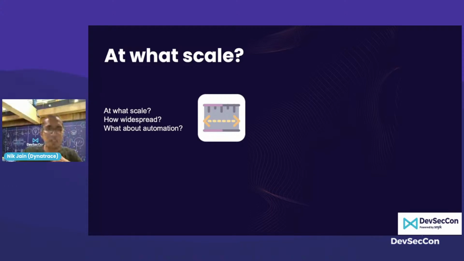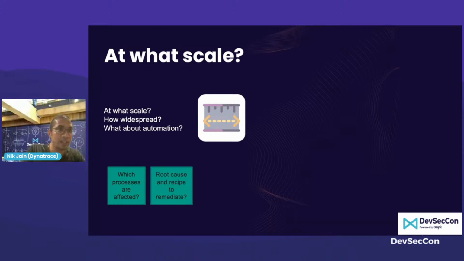Thanks, Steve. So now, to answer that scale question or challenge, you ought to be able to answer these micro questions. When your tooling is telling you that you have vulnerabilities in your production and pre-production environment, it should be able to tell you exactly which processes are affected that support your most critical customer experiences and your revenue pipelines or revenue critical services. The second is, it should be able to not only tell you the root cause, but a recipe to remediate, or the recommendations to remediate.